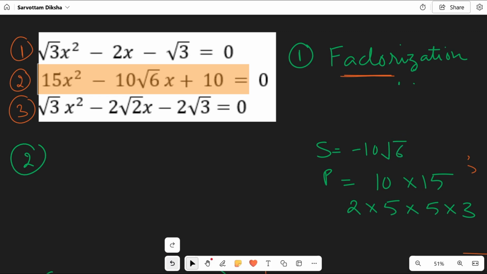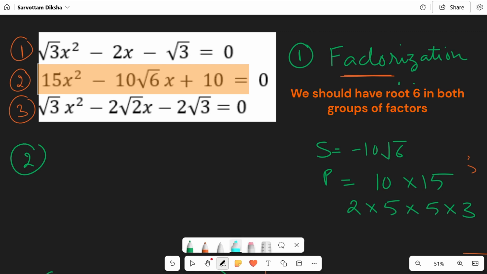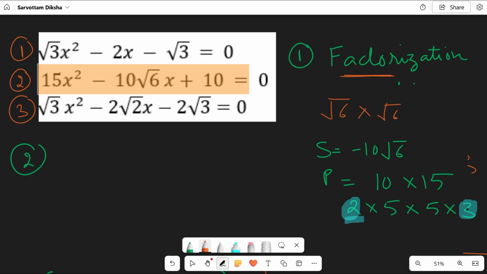I can get root 6 if I add two root 6 terms, like root 6 plus root 6 is 2 root 6, or 7 root 6 minus root 6 is 6 root 6. So if I multiply this 2 and this 3, I will get 6. And I know that root 6 into root 6 is 6. I have to make two groups of the factors. Let me split 6 as root 6 and root 6. Now if I add or subtract, root 6 will be there in my answer.